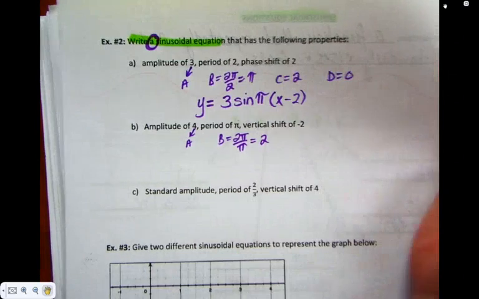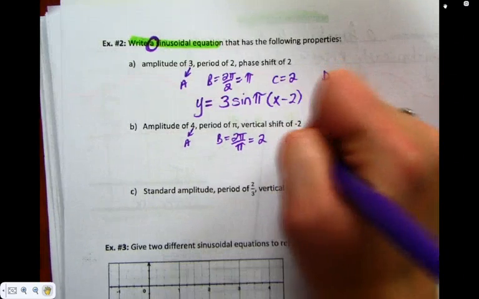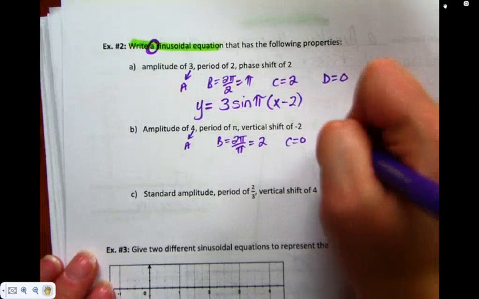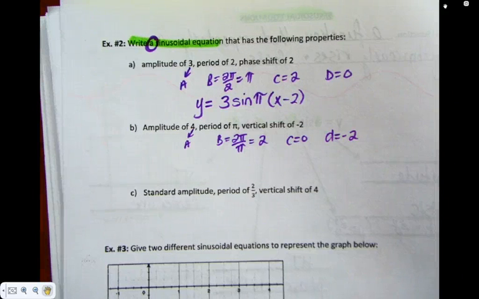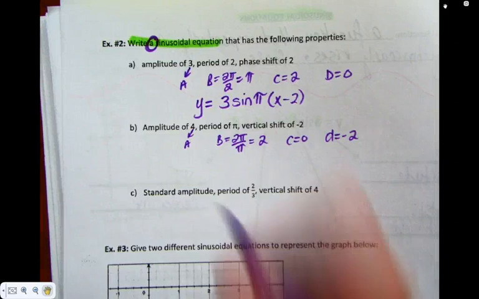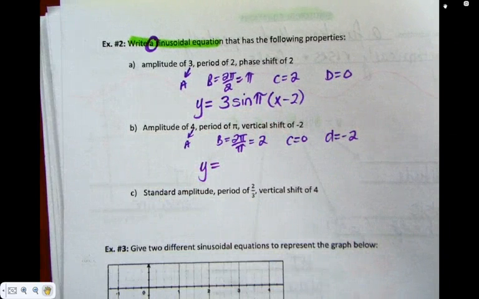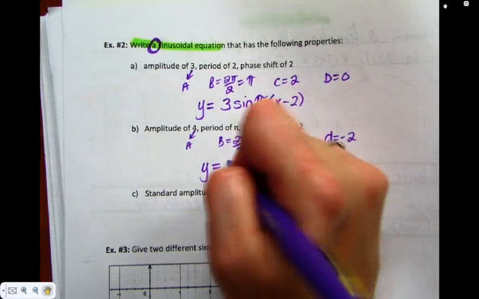Do I have a c value? So it's 0. What the heck is a vertical shift? Center line. It's the same as the center line, so it's telling us d is -2. You have to start with something equals, it's usually y. You could use f of x equals, you could use g of x equals, but you have to have it equal to something. A comes first, which is 4.